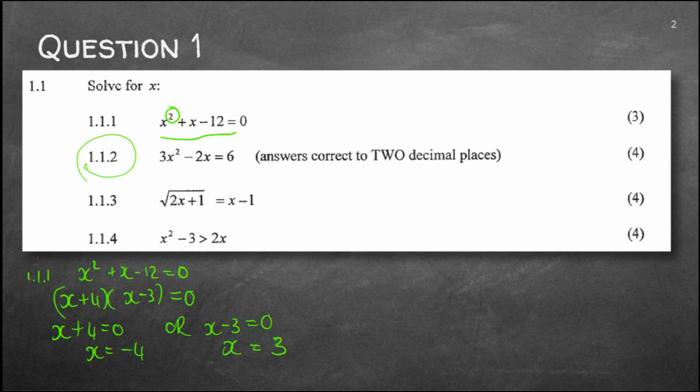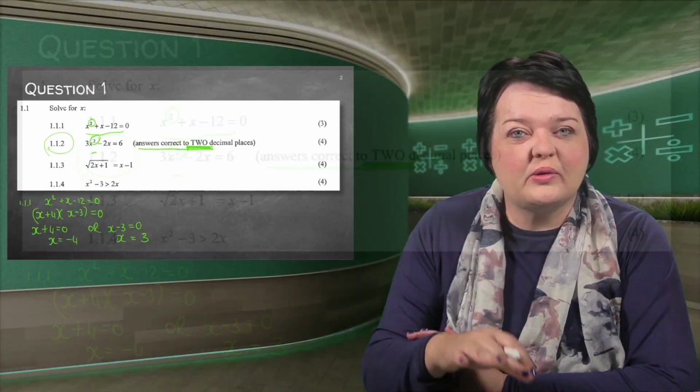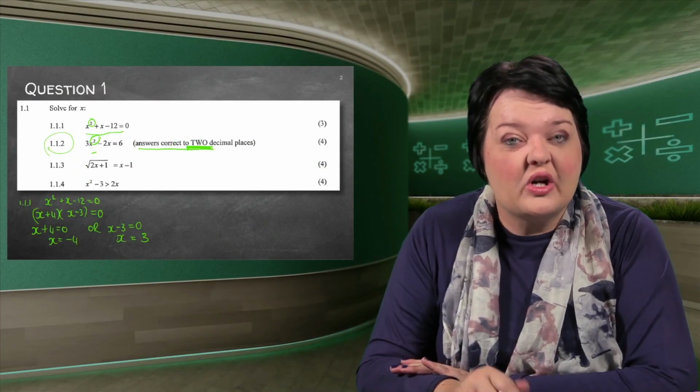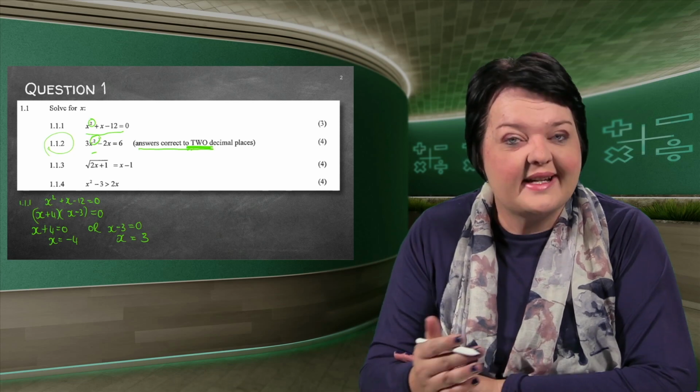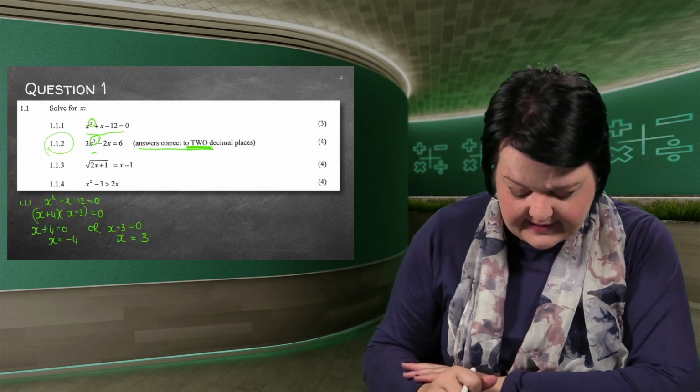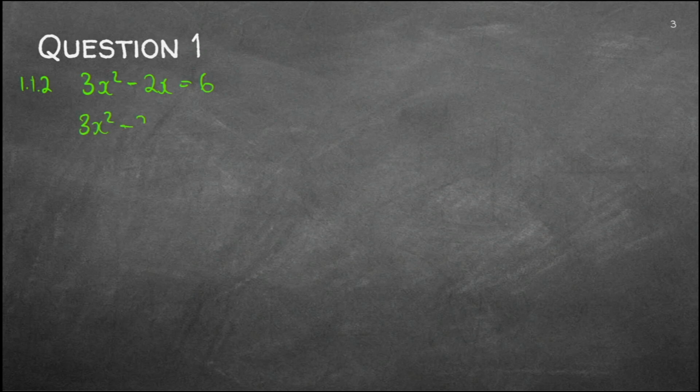1.1.2. Also solve for x, and we are expecting two answers. However, answers correct to 2 decimal places. So immediately I know I will not be able to factorize it with the rules. We will have to use the quadratic formula, hence the decimal places. So let's get started. First of all, I need to rewrite it to get the correct format. So it's 3x squared minus 2x equal to 6, meaning it's 3x squared minus 2x minus 6 equal to 0.